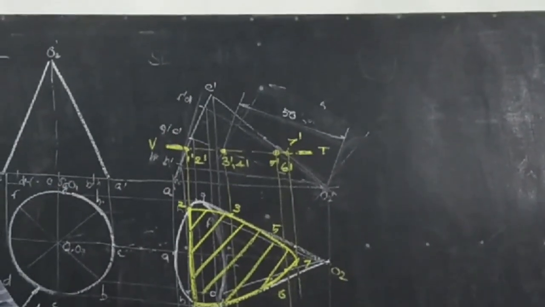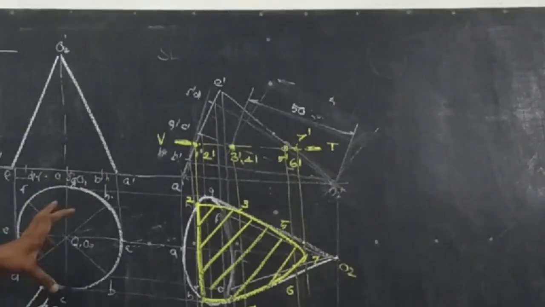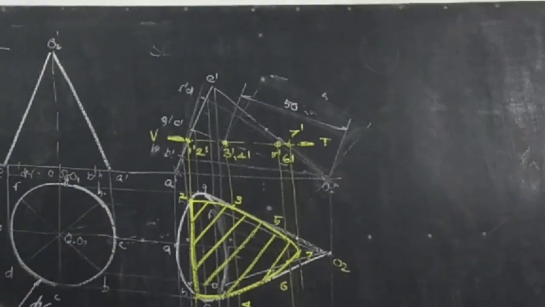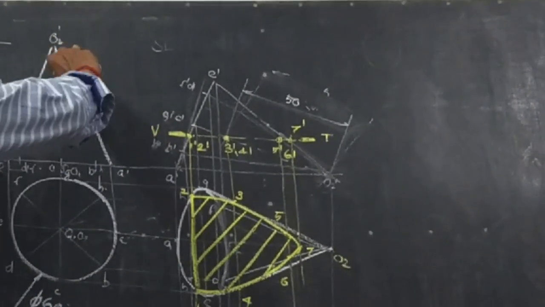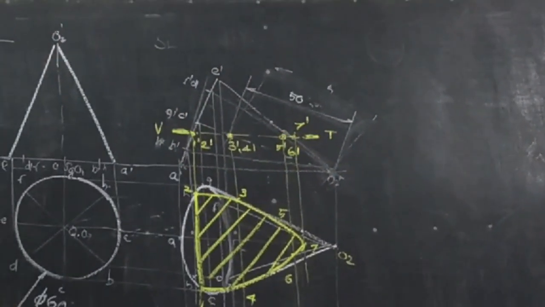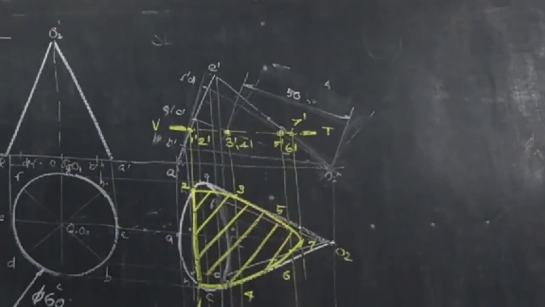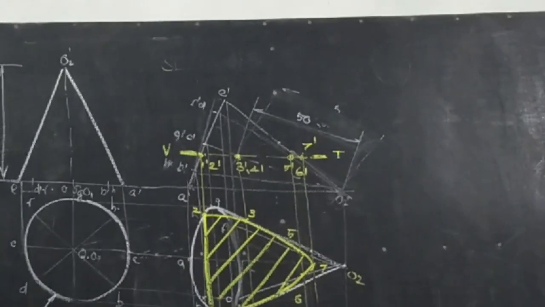Then okay, I will explain this again. Cone of diameter 60 and height 70. So this is a simple position and it is given that it is resting on one of its generators. So this cone is resting on one of its generators, so it is inclined like this, and we have obtained the corresponding top view. Now it is given that it is cut by a horizontal section plane.